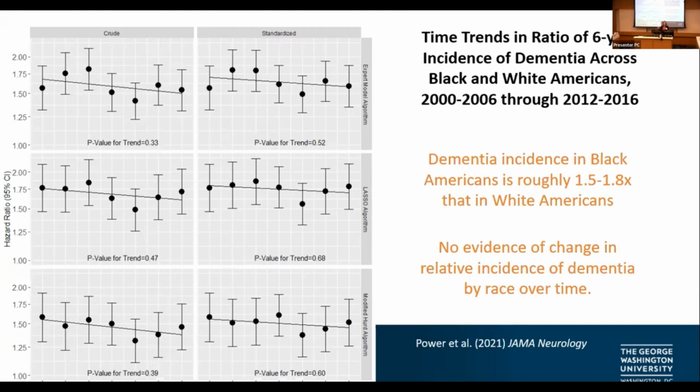Same thing that we have for incidence. So all I've done here is replace prevalence ratios with incidence ratios. And instead of looking at specific years, we're looking at 6-year epochs. So the first dot is the incidence from 2000 to 2006. The last dot is 2012 to 2016. Very similar conclusions here.